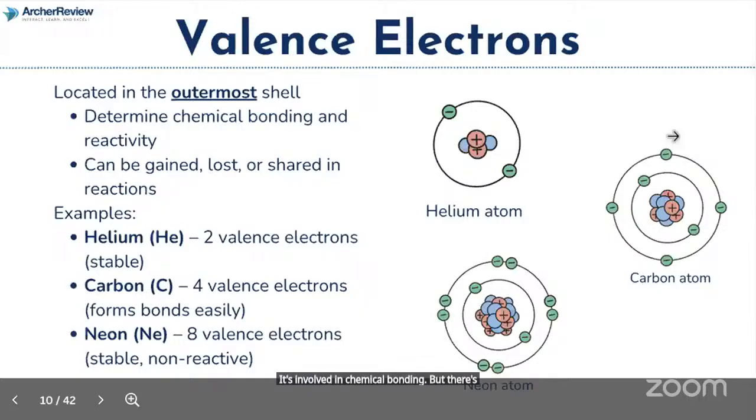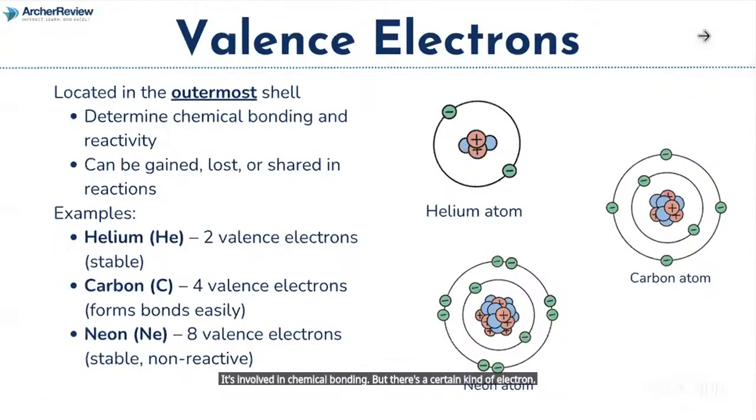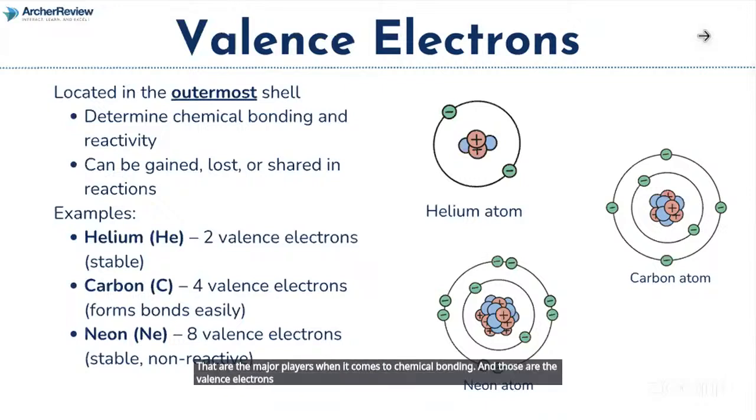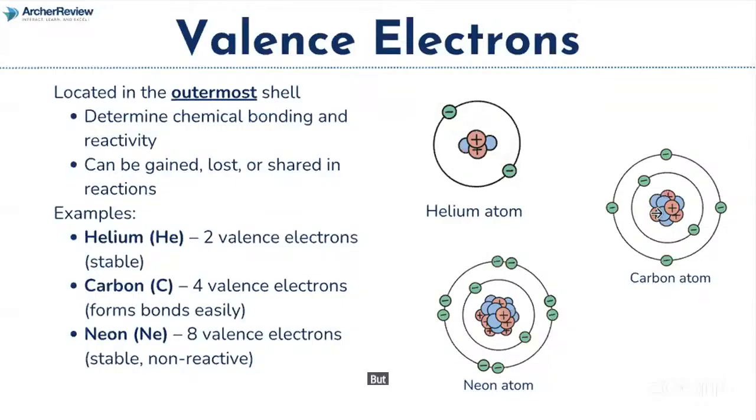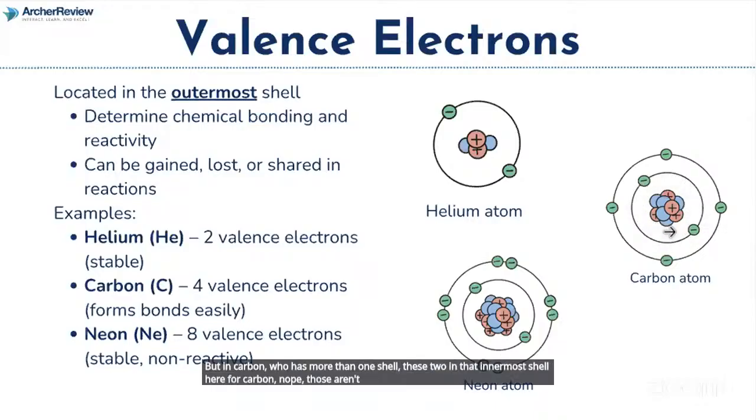But there's a certain kind of electron that are the major players when it comes to chemical bonding, and those are the valence electrons. Valence electrons are the electrons found in the outermost shell. So for helium, who only has one shell, these are its valence electrons right here. But in carbon, who has more than one shell, these 2 in that innermost shell here for carbon, nope, those aren't the valence electrons. The valence electrons for carbon are these 4 in that outermost shell.